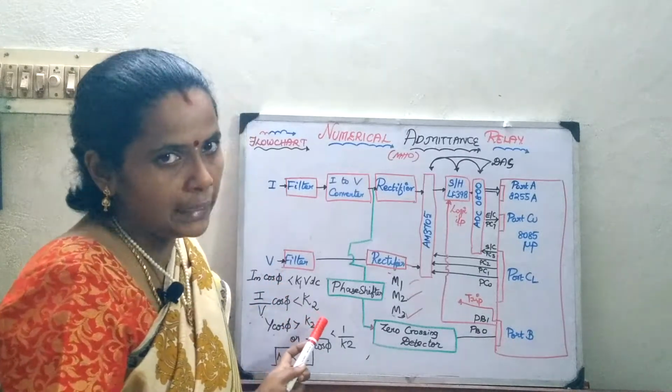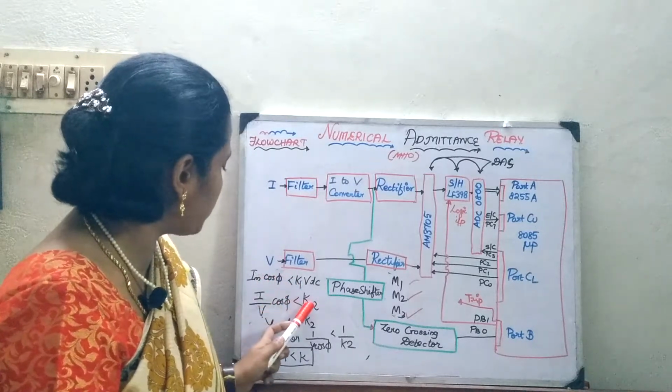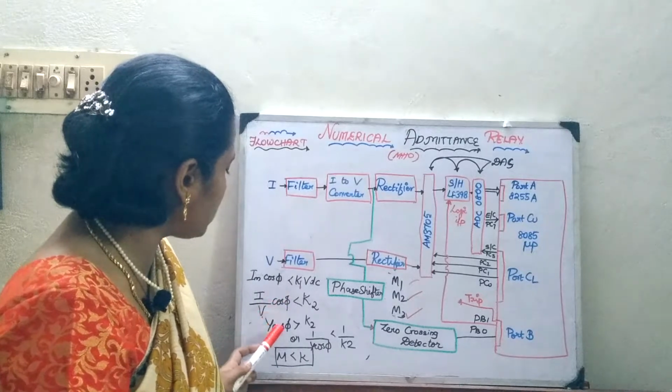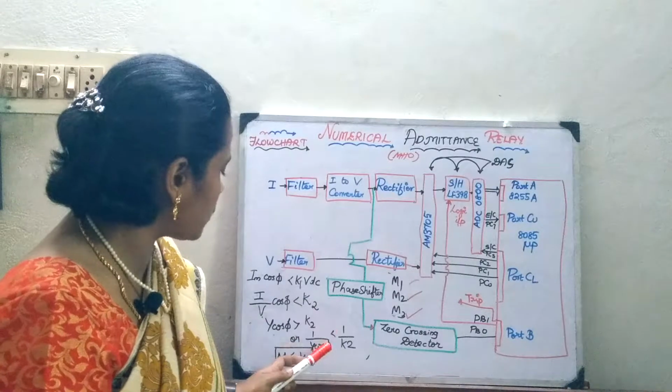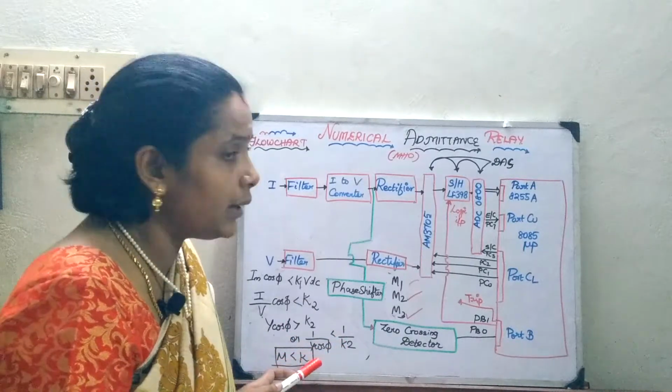you are going to check the condition for your Mho relay. So now here this I by V cos phi gives a value that is a constant. So I by V is nothing but your admittance. So Y cos phi is less than K2, or else I can write it as 1 by cos phi is less than 1 by K2, or in other words M is less than K.